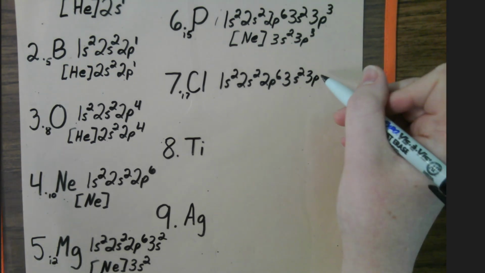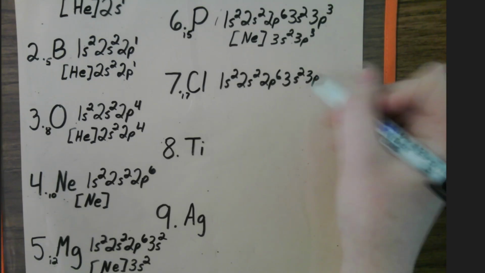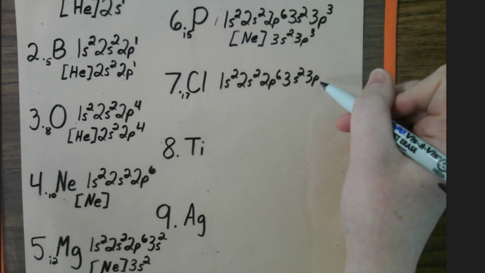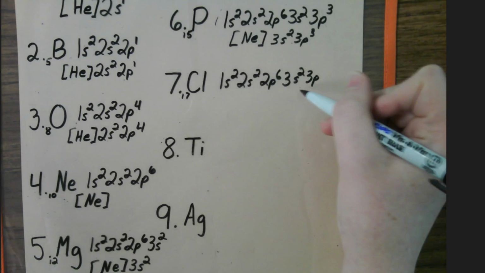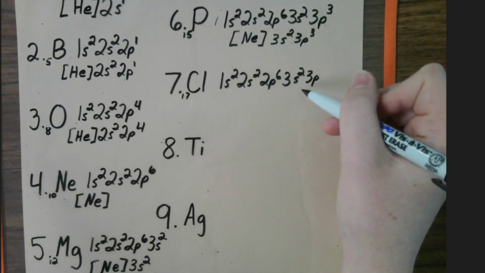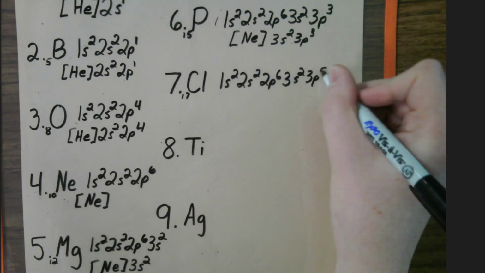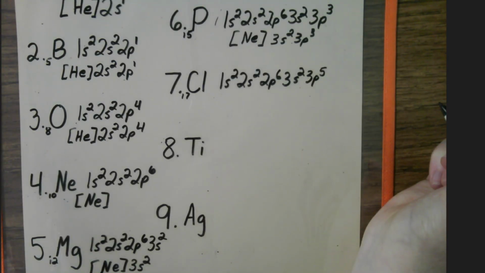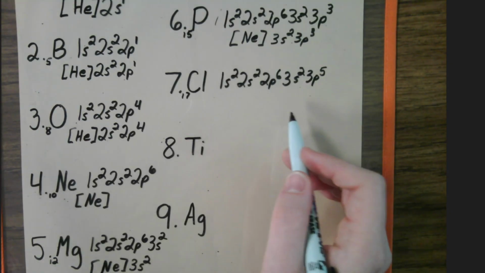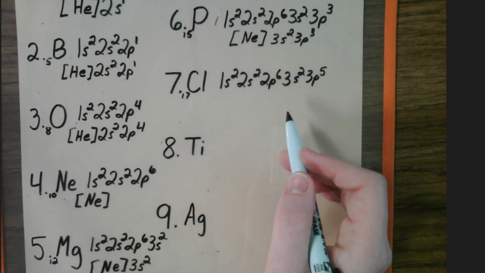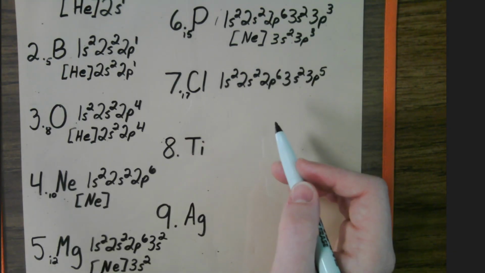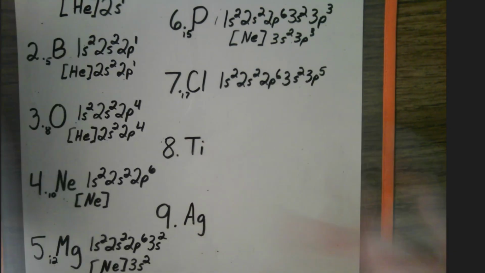But now that we have the 3p, this can hold a total of 6. We're currently at 12. So we need 5 more. We're going to put a 5. There's our electron configuration for chlorine. Now we've got to do our noble gas notation.